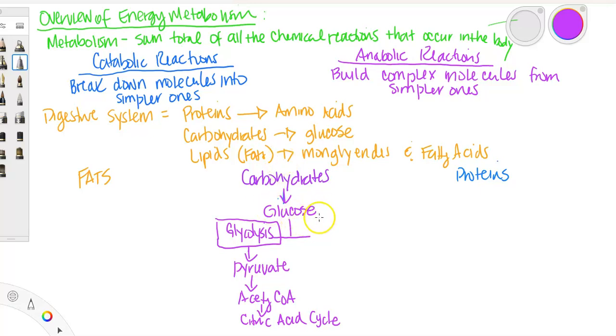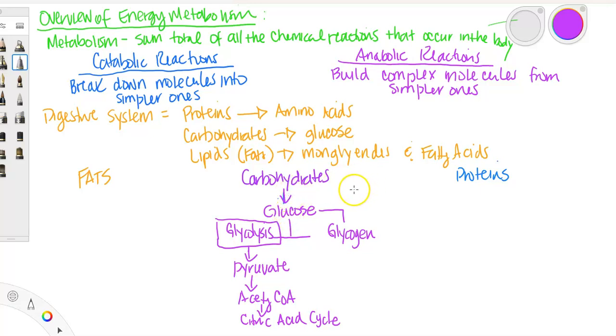Okay. Also, if there's too much glucose in the body, or we don't need it as energy, it can be stored. So it can be stored as glycogen. Okay, so that's how we deal with carbohydrates as far as energy metabolism.